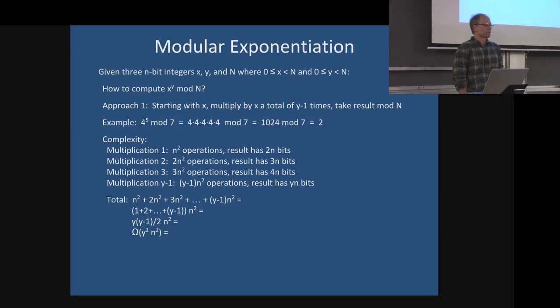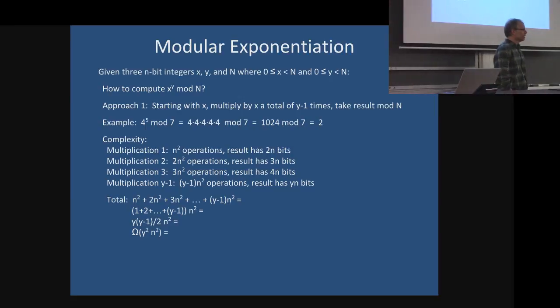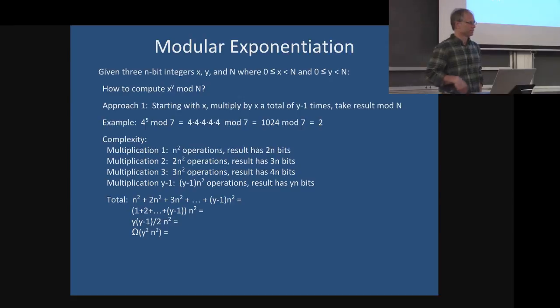No. Y is a magnitude. Little n is the number of bits in x, y, and capital N. So the size of the problem here is little n. So we need to replace y with something that's roughly equivalent to it in terms of little n. So what is y in terms of little n? Yeah? Log y. Log y is little n, roughly. So that means that y is what? 2 to the n. 2 to the n.